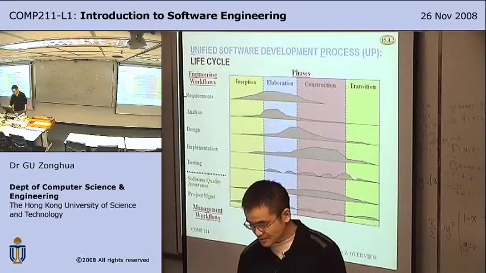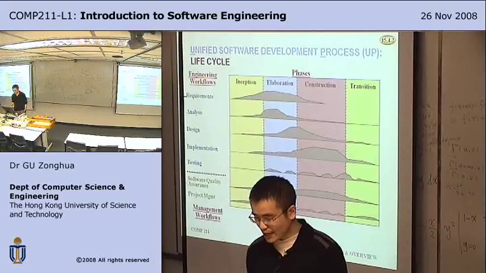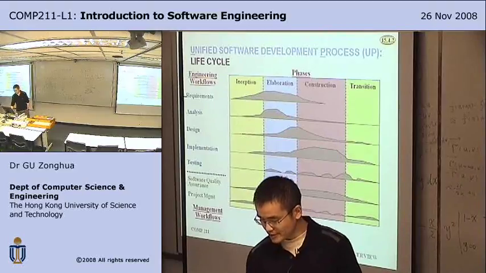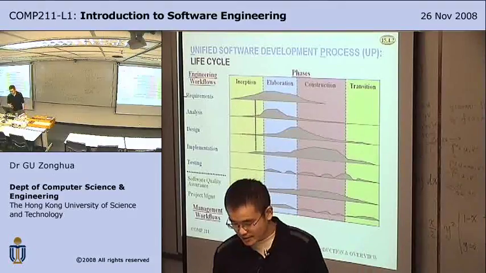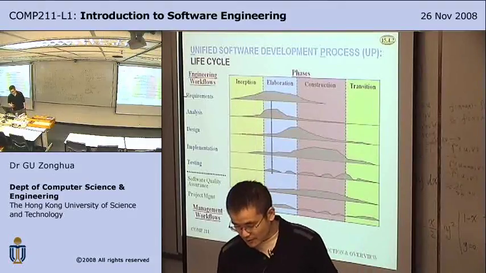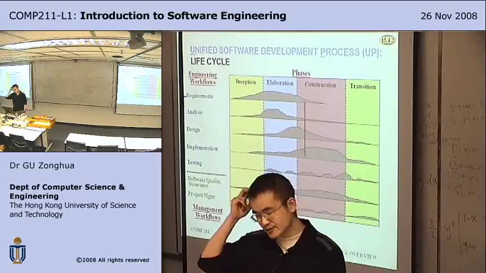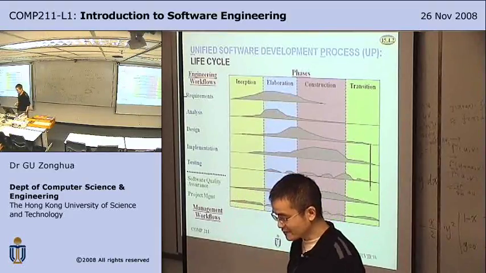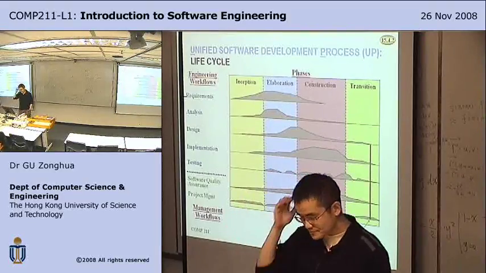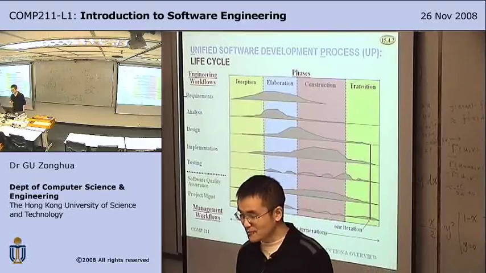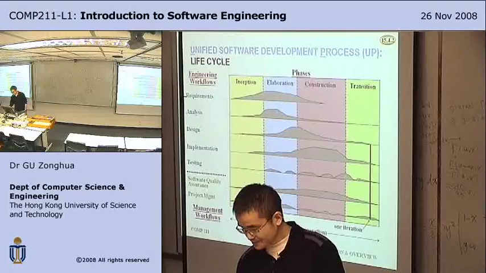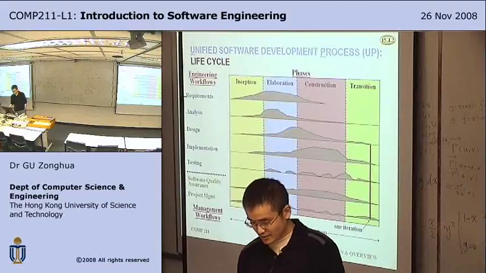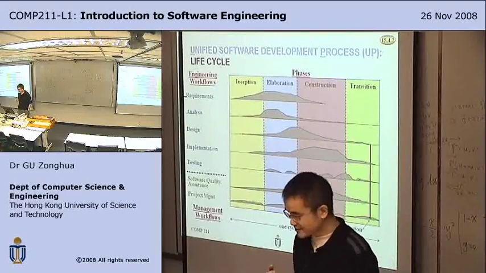So in the actual life cycle, you're doing all the workflows from requirements down to testing and then to project management many times. So this is very different from waterfall. In waterfall, you cannot go back to requirements. But here, you're revisiting the requirements constantly. So each of these vertical workflows is called an iteration.